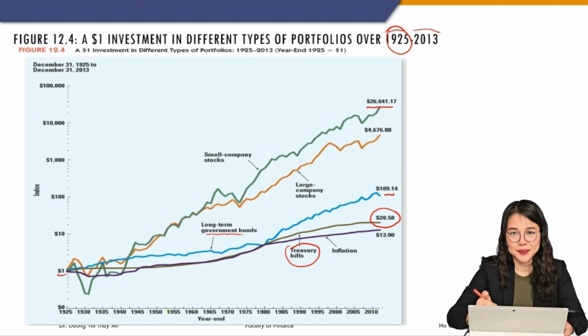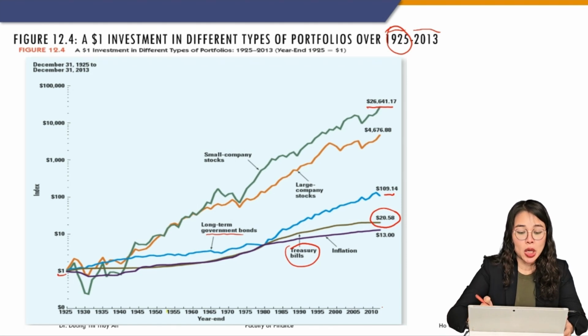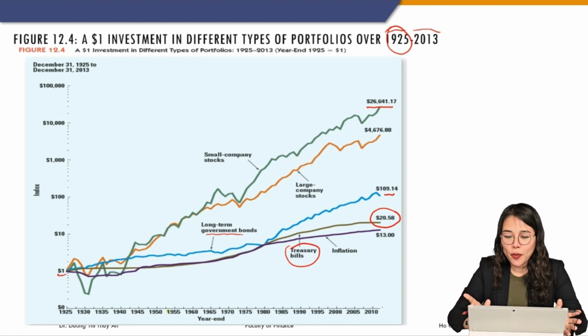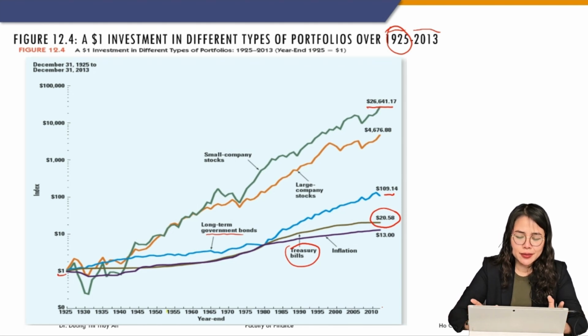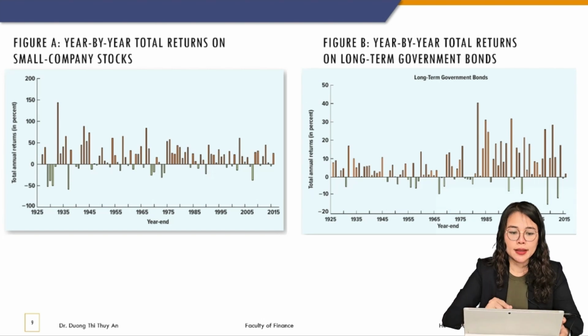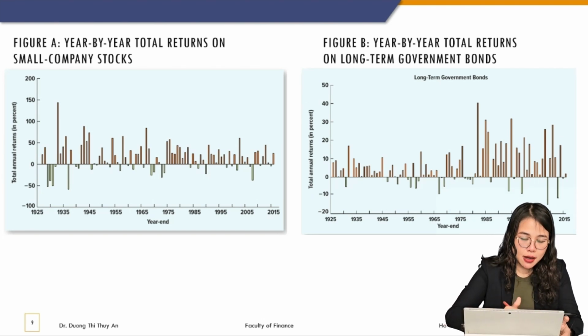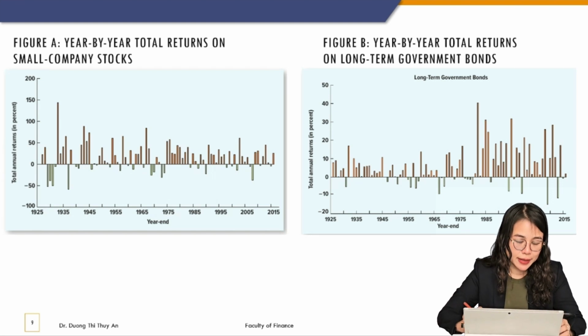The highest. Okay, so the point is, we see that the number is large, but we wonder, on average, how much do we earn per year? How much do we earn per year, right? Okay, look at the next figure, figure A on your left hand side.